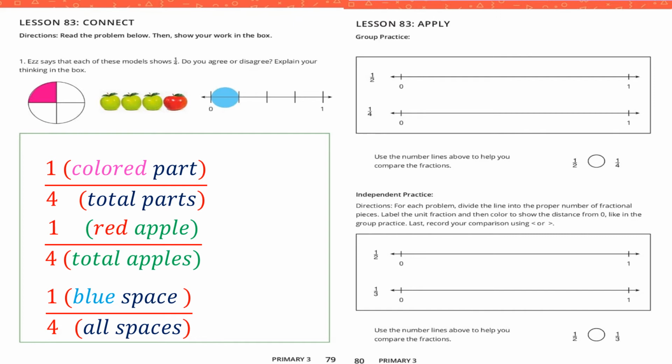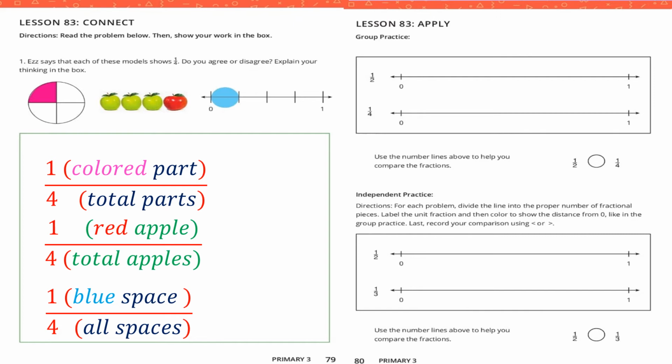Let's move to the next page, the apply part. We have group practice here. The first rectangle. We have 2 fractions and we want to compare between these 2 fractions by using the number line, by representing on the number line. Okay, 1 over 2 and 1 over 4, half and quarter.